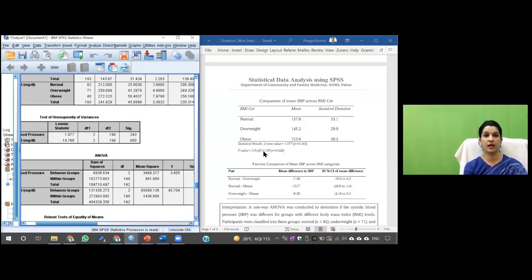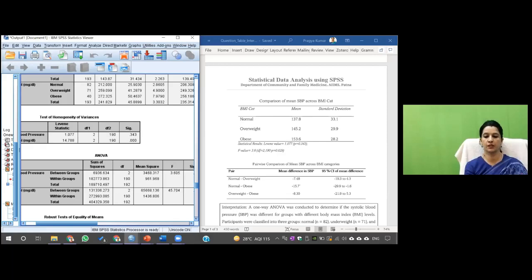So you can see now there are 2 degrees of freedom. Why are there 2 degrees of freedom? Because the 1 degree of freedom is between group. Between, there are 3 groups, so 3 minus 1, 2 degrees of freedom, will be with the between group, and this 190 is the degree of freedom for the within group. So this comes here, we have reported this result, P value and the F value.